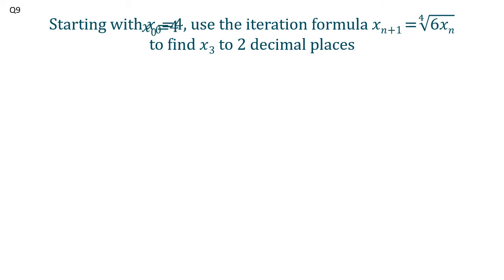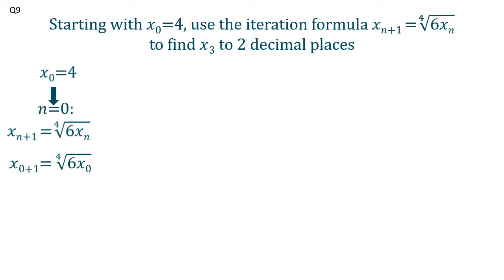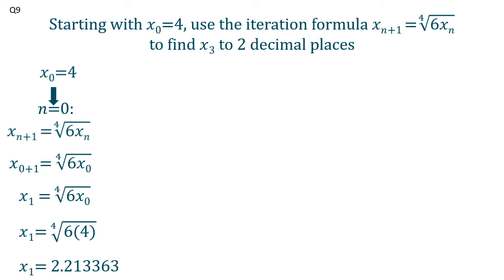We've been given x0 equals 4 in the question, so we know n equals 0. Substitute all the n's for 0 in the iteration formula. We know 0 plus 1 equals 1, so we can see we are calculating x1. As we were given x0 equals 4, we can substitute that in. Now we just need to put this into a calculator, getting x1 equals 2.213363.